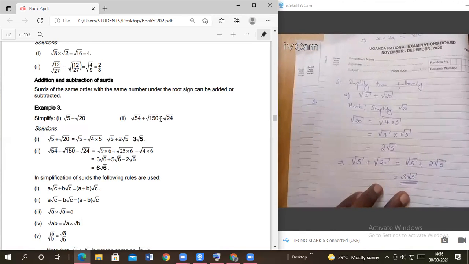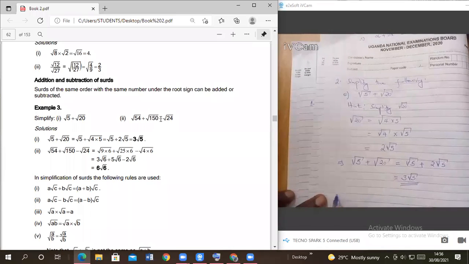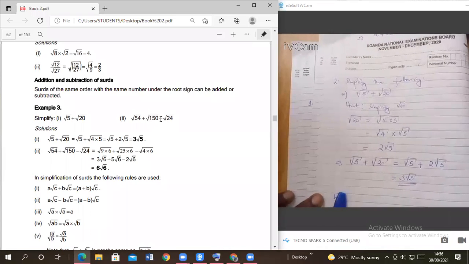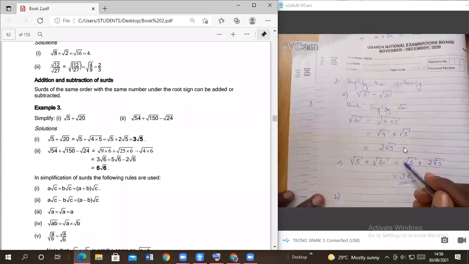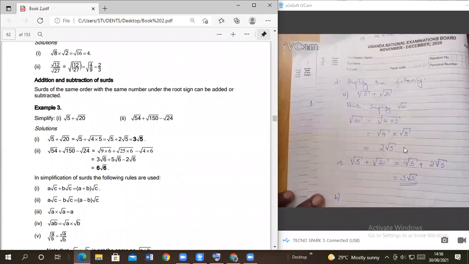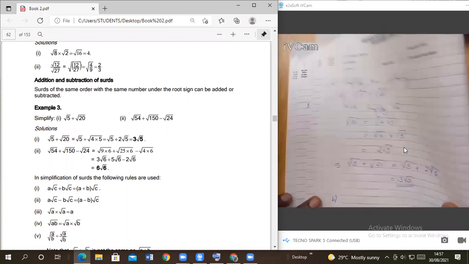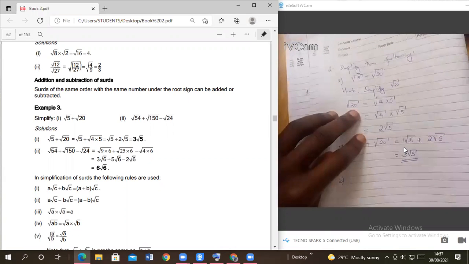Okay? Teacher, that means there is a silent 1 in front of root 5. Yes, there's a silent 1 here. Okay? Let's go to B.